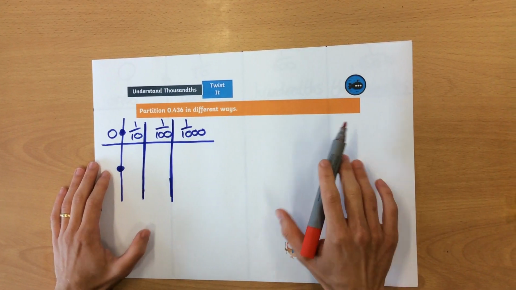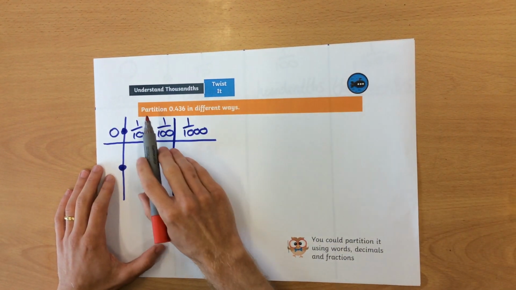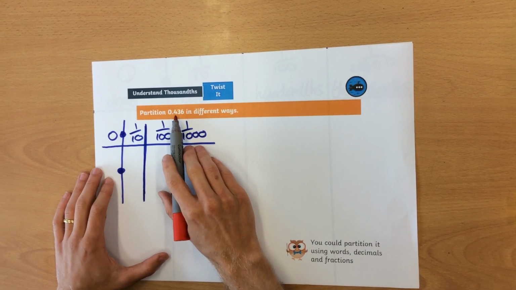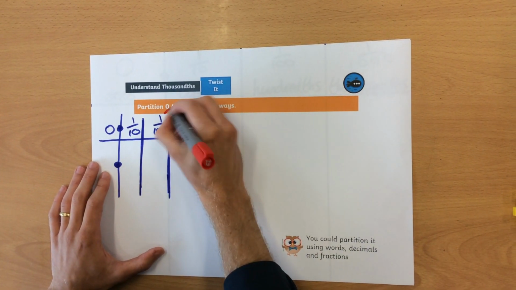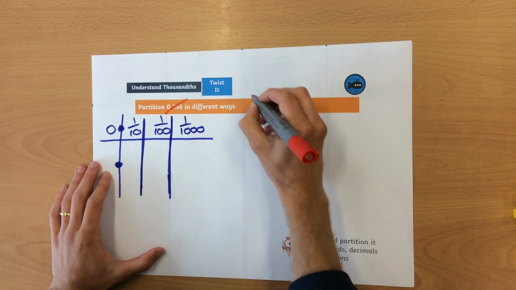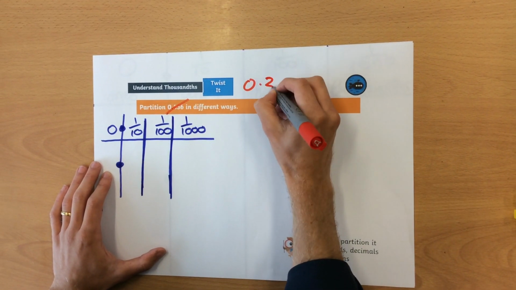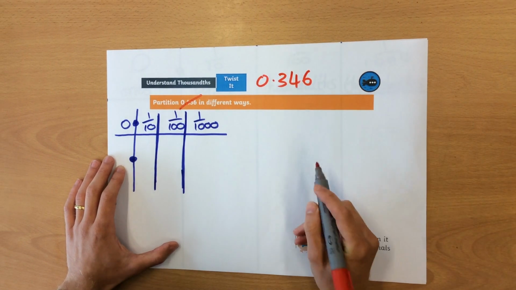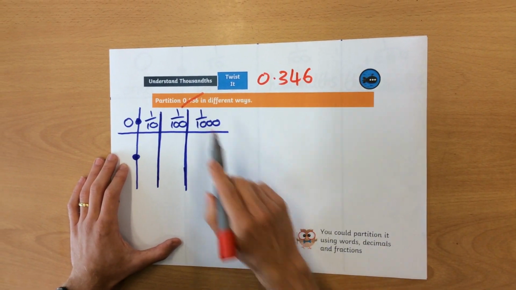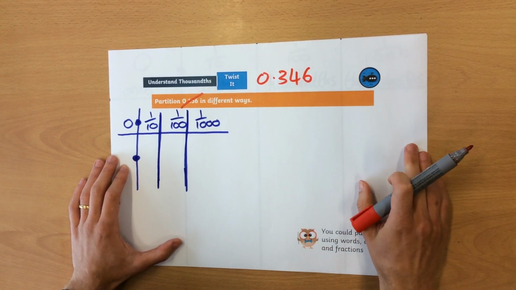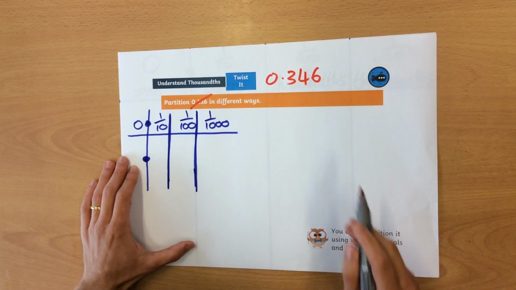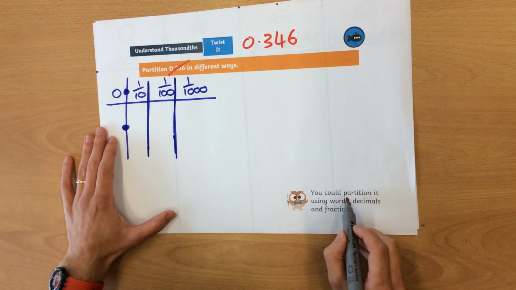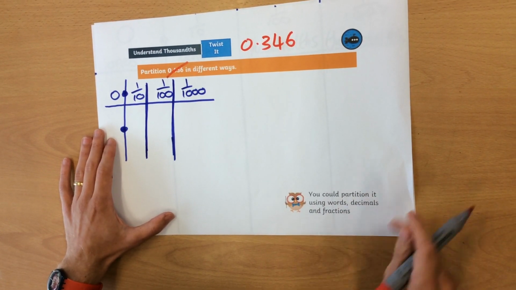And this is the calculation that we're going to be looking at today. The question is partition 0.436 in different ways. Now then, I'm not going to use this decimal. The decimal I'm going to be using is 0.346, and that's only because I don't want to give all the answers away, because I want you to have got that after this video. So here we have our decimal 0.346, and our little wise owl in the corner says you could partition it using words, decimals and fractions.